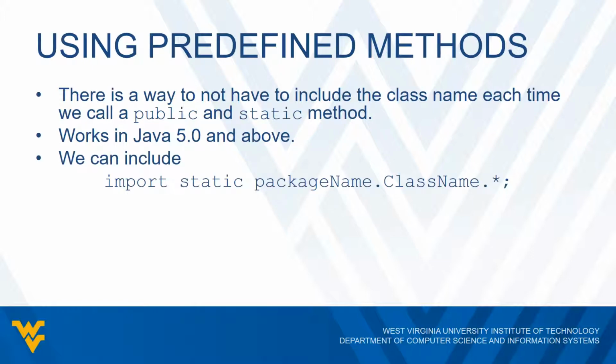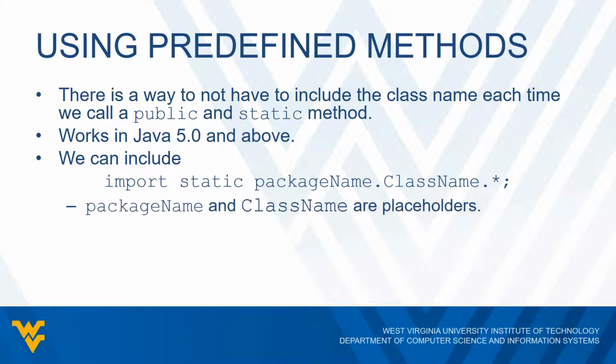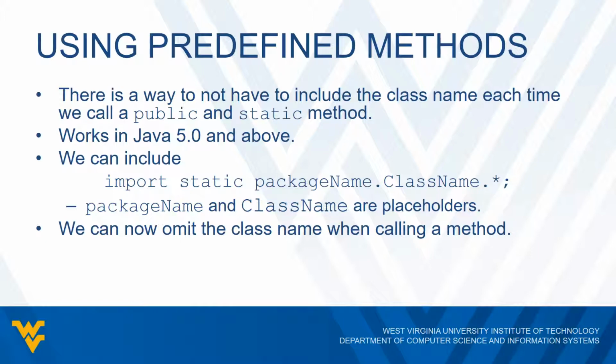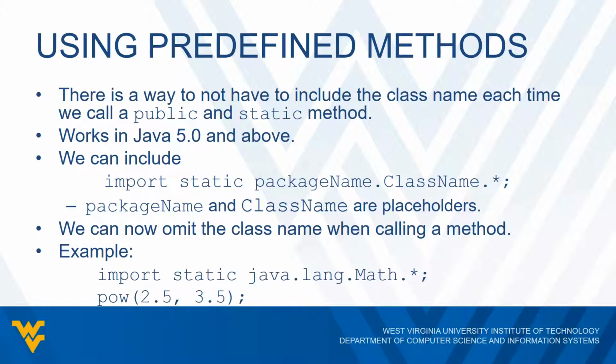But what we can do is include the following import statement. We can do import static and then our package name dot class name dot star. Here, when I say package name and class name, these are just placeholders for the actual package and class names. After we include this statement, we can just omit the class name whenever we're calling a method. So here's a simple example. Let's say I do import static java.lang.Math.*. This means if I call the pow method, I don't need to do Math.pow. I can just do pow and Java will recognize it just fine.